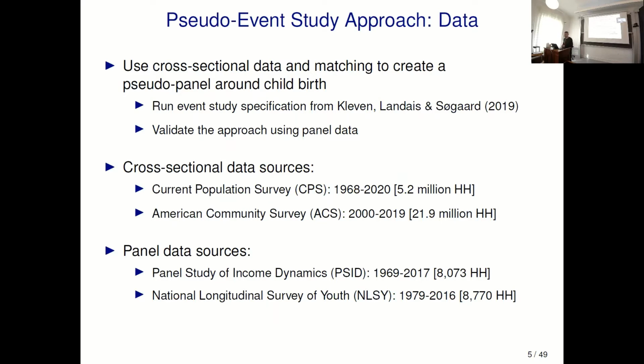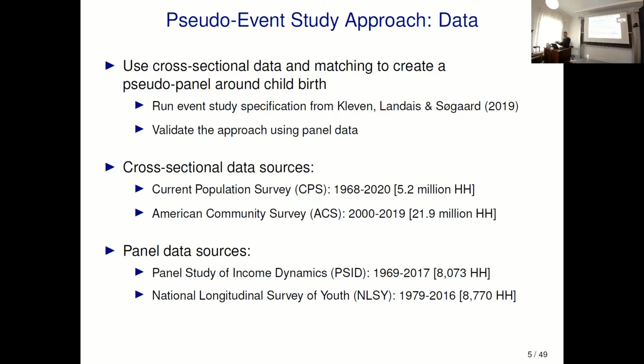So what we're going to do is really very simple. We're going to basically try and use cross-sectional data combined with matching to create a pseudo panel around childbirth so that we can implement the kind of approach we've already done on the panel data. And once we have that, we're going to run event study specifications along the lines of what I showed you yesterday, based on Denmark and other countries.